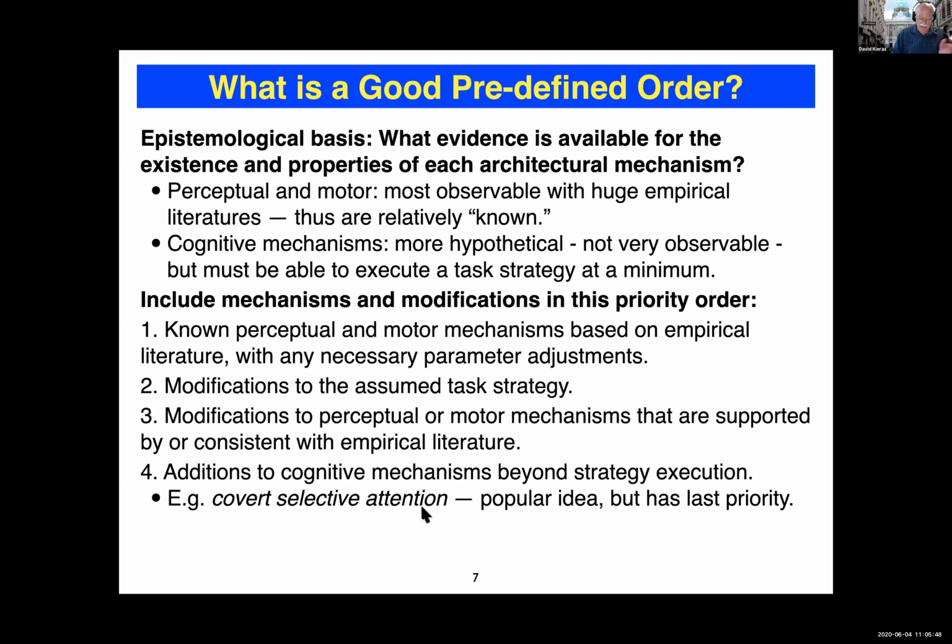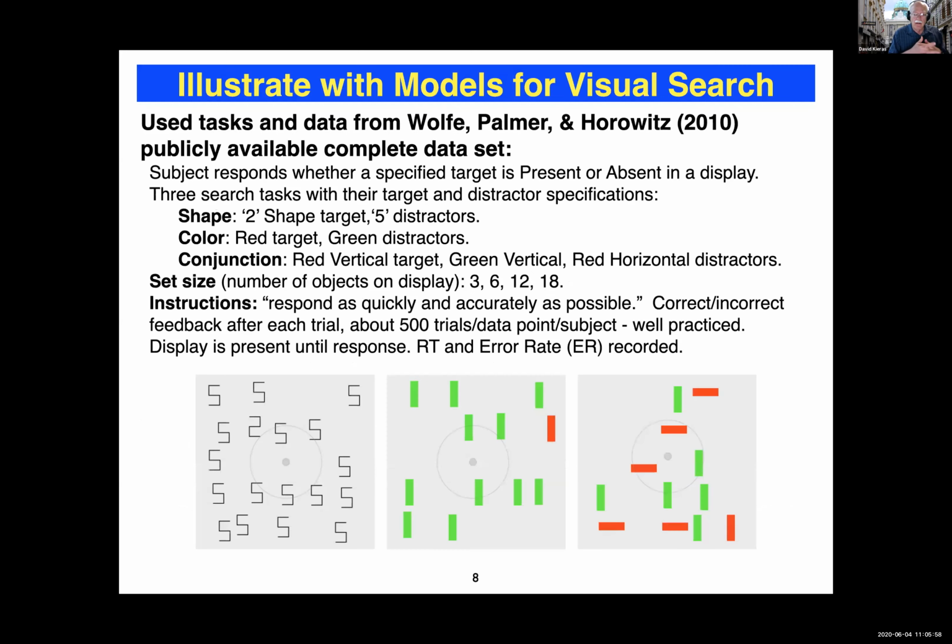The villain in this piece is this idea of covert selective attention, which has been extremely popular in cognitive theory, but in this scheme, it has less priority to be put in. Okay, I'll illustrate with some models for visual search.